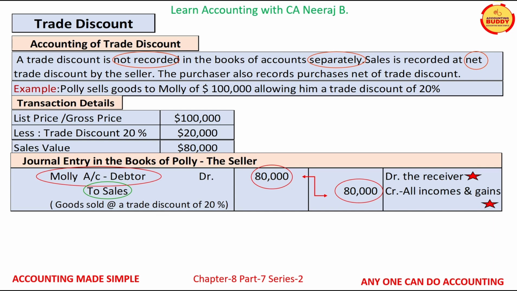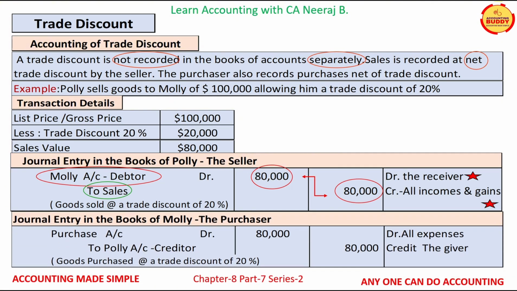Similarly, an entry will be recorded in the books of the purchaser Molly also for $80,000 as appearing on your screen. The two accounts which are affected are purchase account and Polly's creditor account. This transaction is passed by debiting the purchase account and crediting the Polly's creditor account with a net value of the purchase of $80,000.